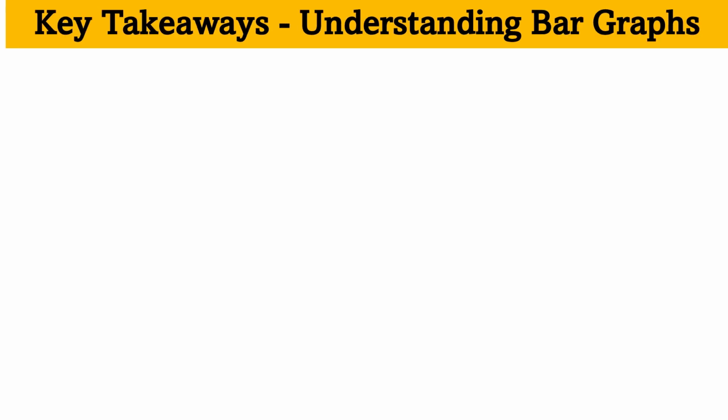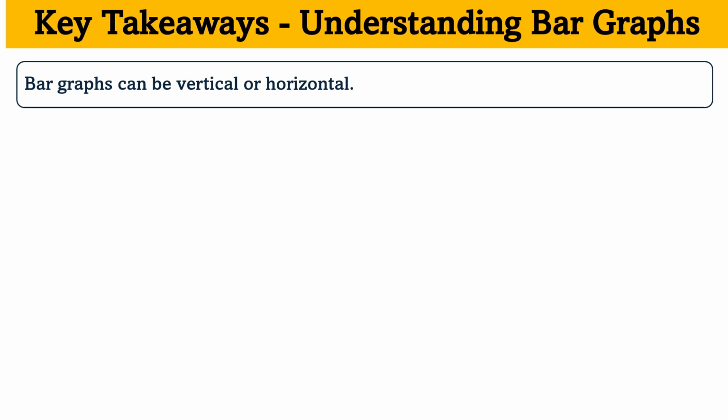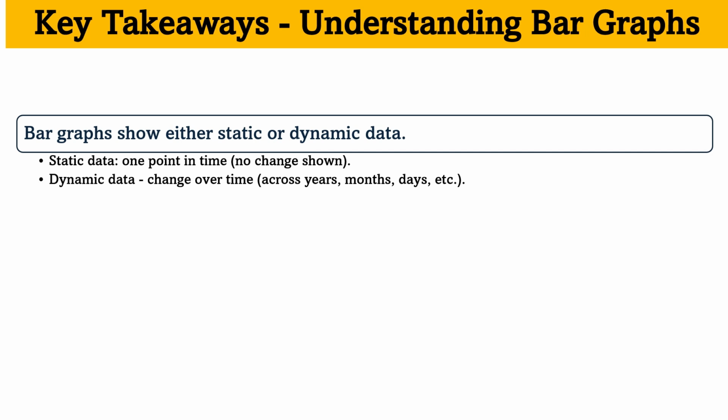Let's quickly review what we have covered in this video. First, bar graphs can be vertical or horizontal. Both are used in IELTS, so it's important to be familiar with both formats. Second, bar graphs may show either static or dynamic data. Static data gives us a snapshot of one point in time, while dynamic data shows how things change over time.